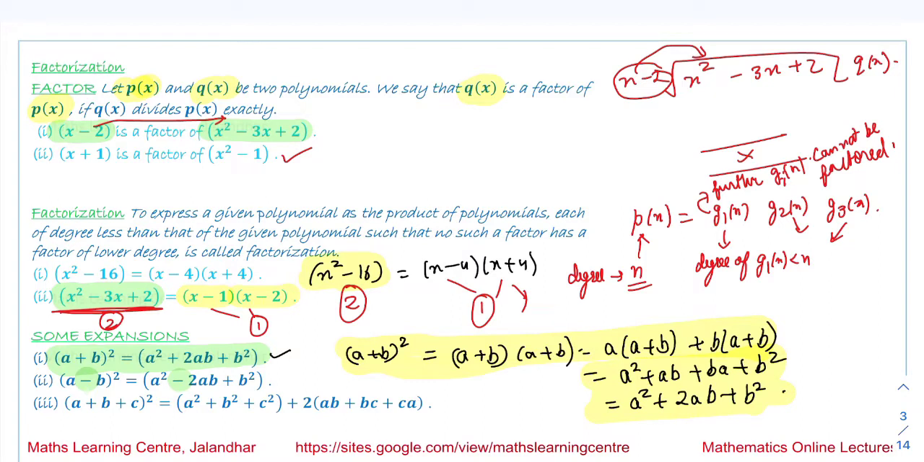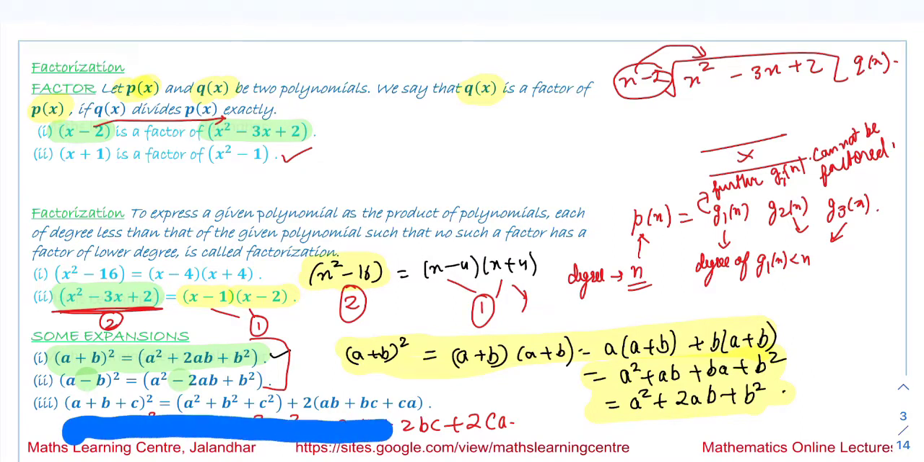You might have learned these two already in lower classes. The next one is (a plus b plus c) whole square. If three terms are there, then it is a square plus b square plus c square plus 2ab plus 2bc plus 2ca. If you manually multiply these terms, you will get this answer. But right now we have to memorize all these formulas, because they are directly applicable in our next chapters and are very useful.